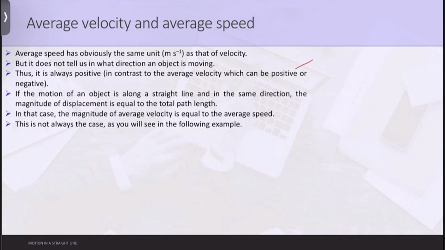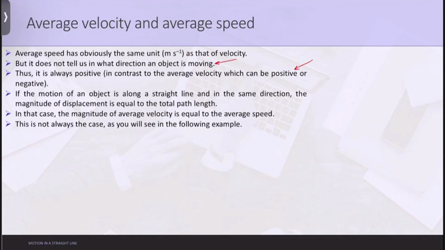So moving on to the next part, average speed does not tell us in what direction an object is moving. Thus, it is always positive, in contrast to the average velocity, which can be positive or negative. So I just explained to you the negative example. Similarly, the positive example can be, let us say, that it has moved from O to somewhere on the right hand side direction. The final position was somewhere in the right hand side direction.